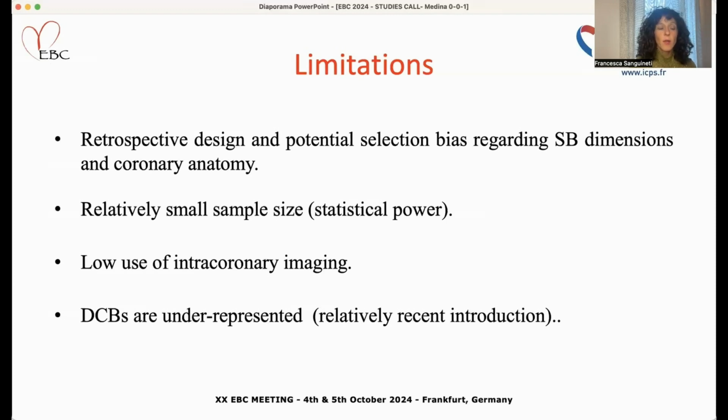And there is a low use of intracoronary imaging, probably because we consider this kind of bifurcation less important than others, and so we keep this kind of expensive technology for other kinds of bifurcations. Also, DCB were underrepresented, and this, I think, will be an important idea for future studies in this particular setting.